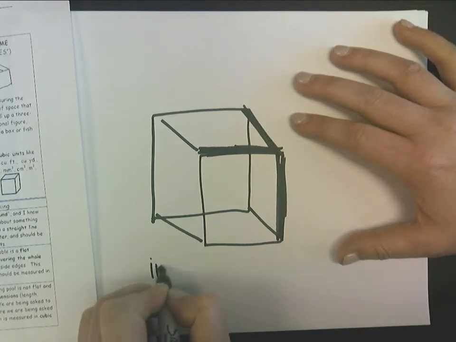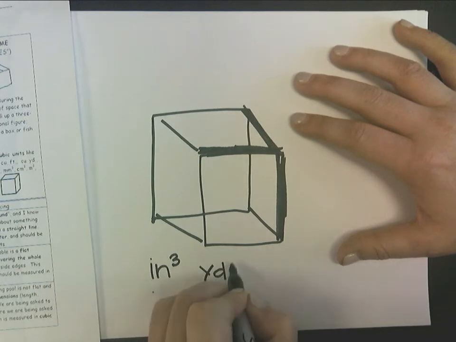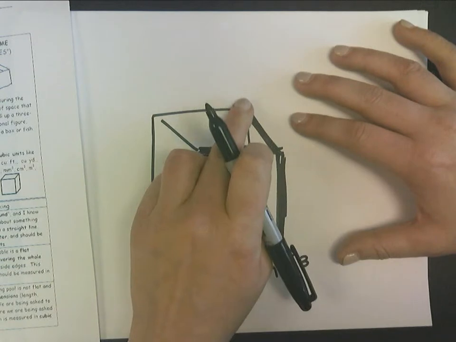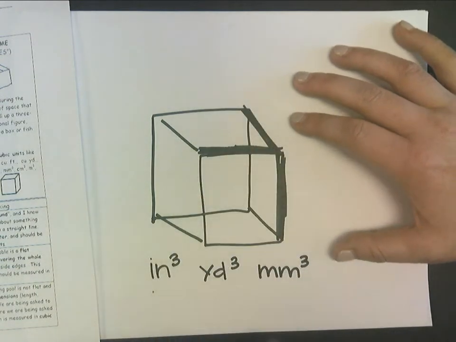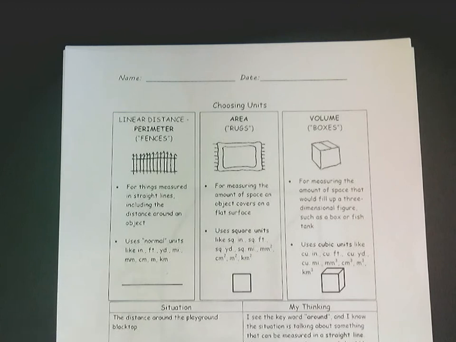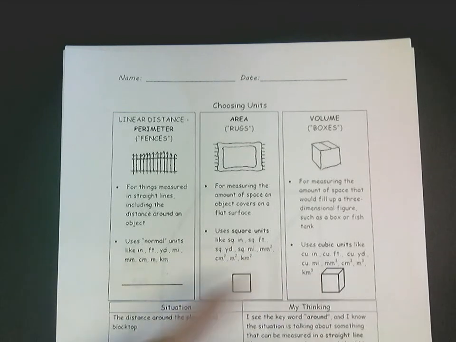So if you're doing inches, you're going to do inches cubed. You're going to do yards cubed. You could do millimeters cubed because you're measuring the length, the width, and the height. So when you're measuring area, perimeter, and volume, you need to remember how many different directions you're measuring, and that's going to tell you what kind of units. You're going to use regular units, square units, or cubic units.